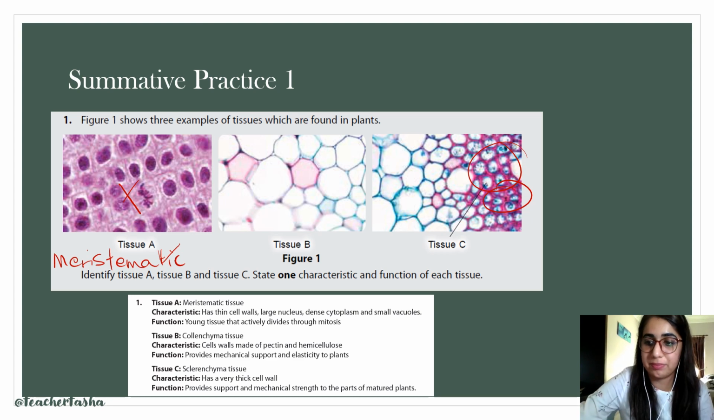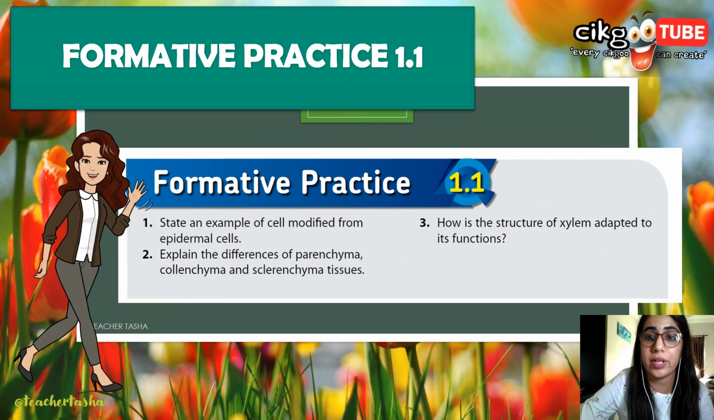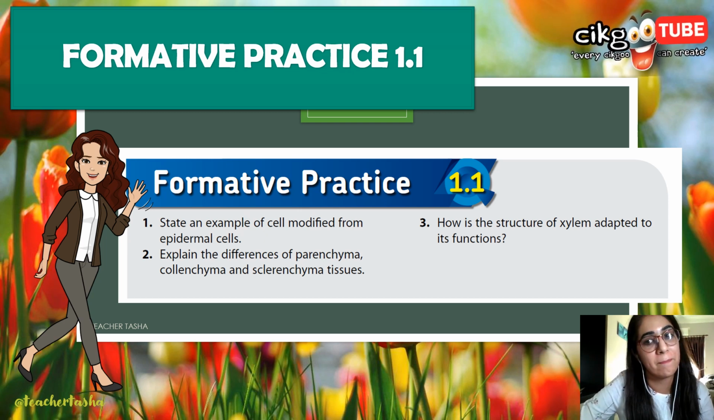Okay, done with summative practice. So we are done with 1.1. Once we are done with this, you have learned, you have made your notes, you understand well. So please do formative practice 1.1. The answers will be given in the description box below. Once you're done, check your answers. All the best.